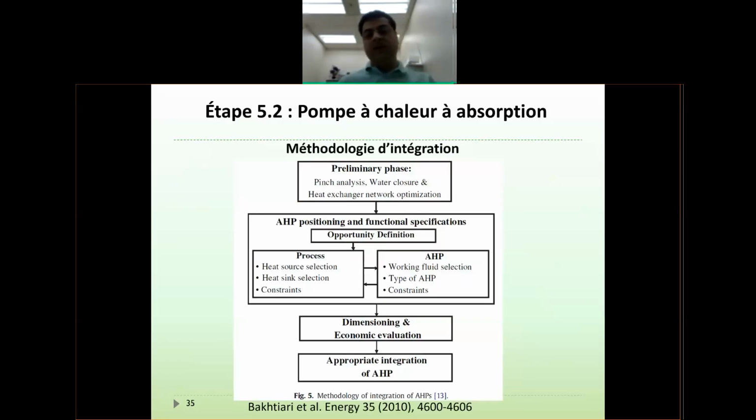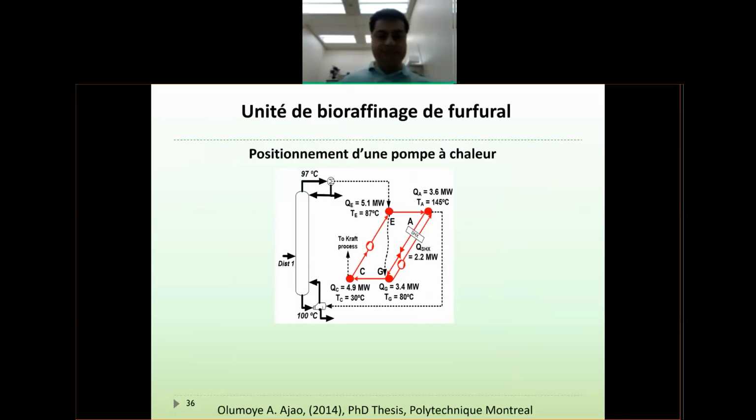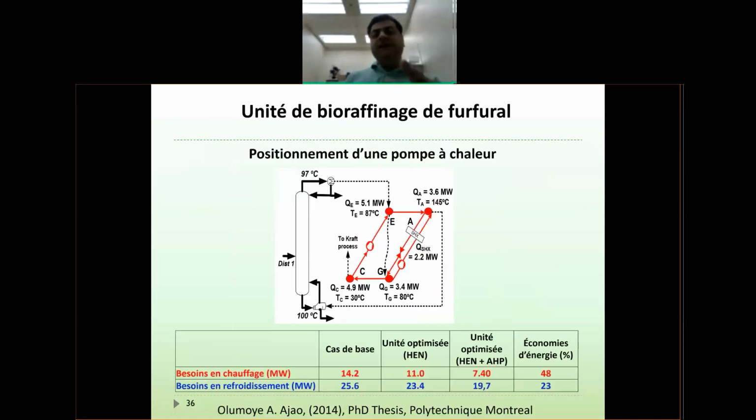I already discussed this. You can go through this reference and get more information. I already discussed this diagram. So this is an example that was applied by a PhD student a few years ago for a furfural plant, a furfural biorefinery plant. You know that in a furfural plant, at a kind of final stage of the process, you have a distillation column. In the distillation column, at the top you have a hot stream. So this hot stream is a source of energy.